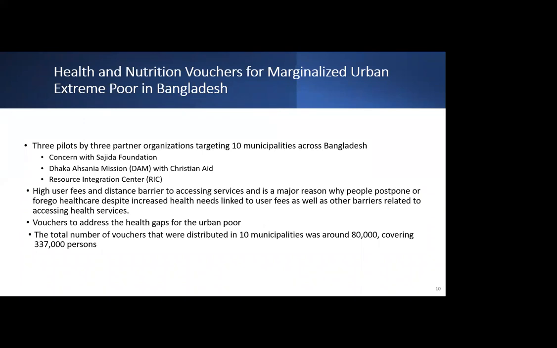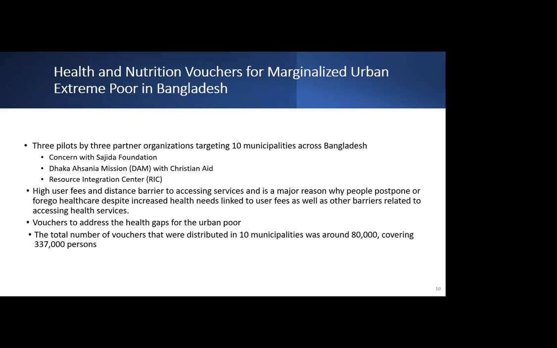Thank you. So the case study from Bangladesh, whereas Jordan was more of an emergency response, the one from Bangladesh is more development. And vouchers are not new in Bangladesh. They've been used for a long time by different actors. And I think this is also where there is an opportunity for the humanitarian community to learn from the use of vouchers to address barriers to accessing health services.